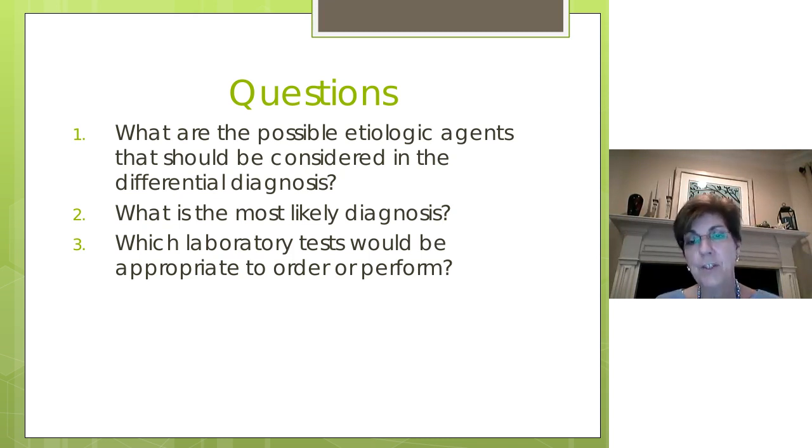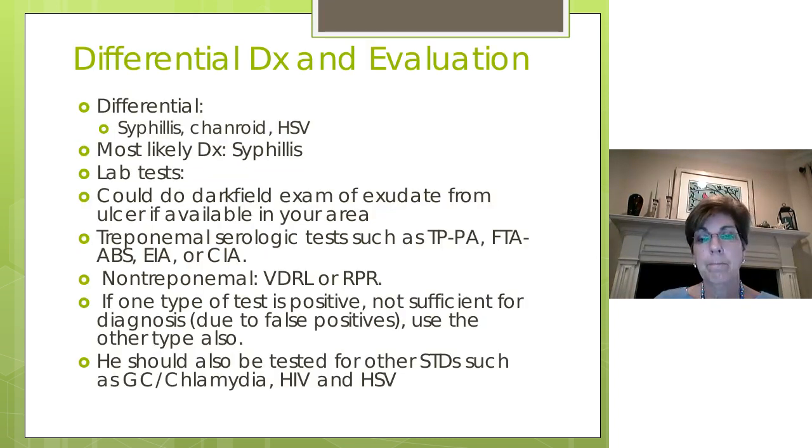If they're having behaviors that make them at risk for one, they're the same behaviors that make them at risk for all those. Okay. So differential would be syphilis, chancroid, or HSV. Most likely syphilis because it's non-painful. You could do dark field exam of the exudate from the ulcer if it's available in your area. It's not available very much anymore just because the serologic tests are so much easier to do.